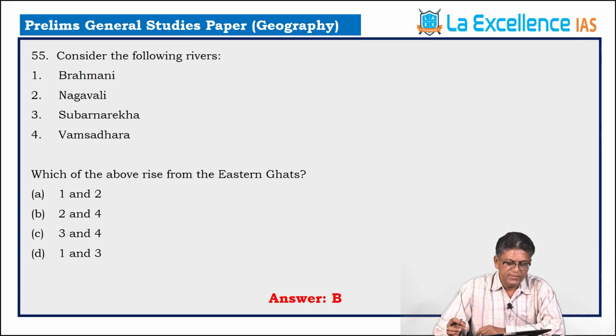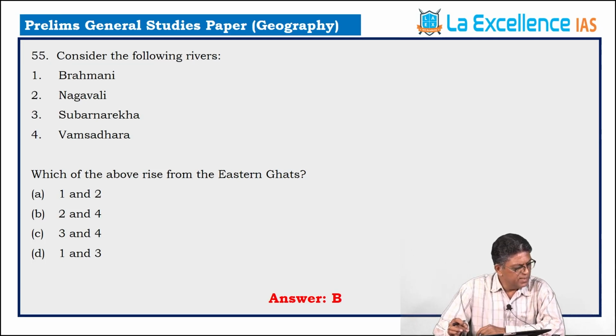Now, amongst Brahmani, Nagavalli, Subarnareka and Vamsadhara, which are the ones which are born in the Eastern Ghats is the question. River Nagavalli is born in the state of Odisha in Kalahandi district. And that is clearly the Eastern Ghat region of Kalahandi district in Odisha. Its greater length actually is in Odisha only. It has a smaller length in Andhra Pradesh. And so, one river that is going to take its birth in the Eastern Ghats is Nagavalli.